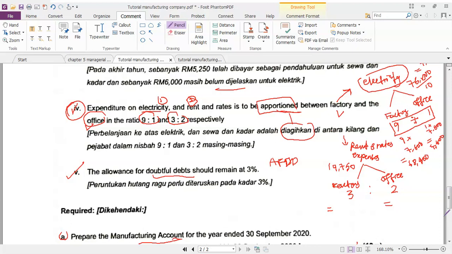19,750 divide with how many portion here? 3 plus 2 is equal to 5. 5 portions, and then factory is 3. Okay, bahagian dia adalah 3. So, kita dah dapat satu bahagian adalah 3,950 times with 3. So, dapatlah.